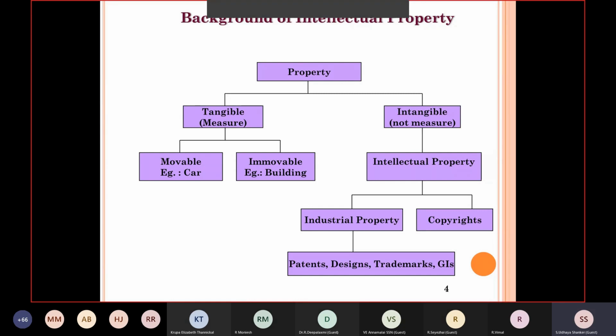This is one category. Another category is intangible, which is not measurable. You can feel it, but you cannot measure it. That is your knowledge. How much knowledge I have, I cannot say or measure. And how much knowledge you have, nobody can measure, because it is intangible in nature. You can express it, but you cannot measure it or say this much knowledge I have.